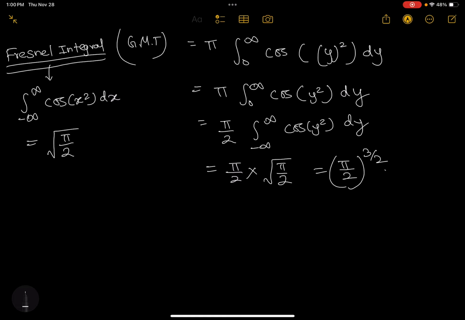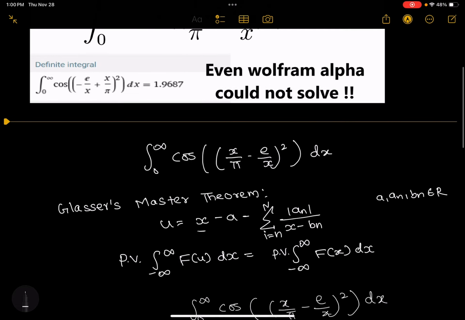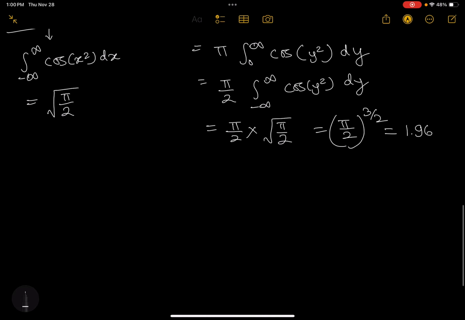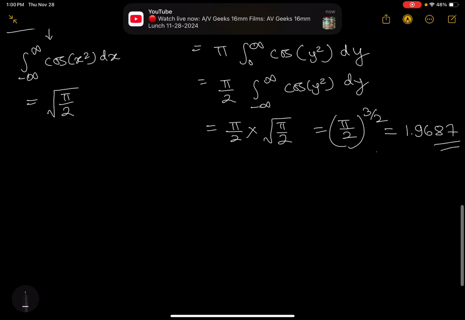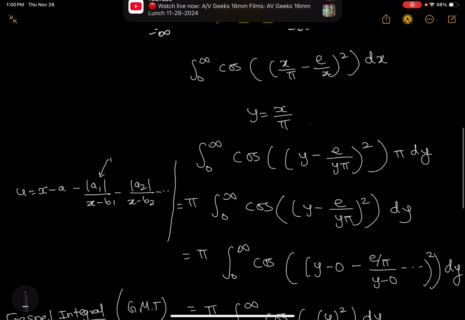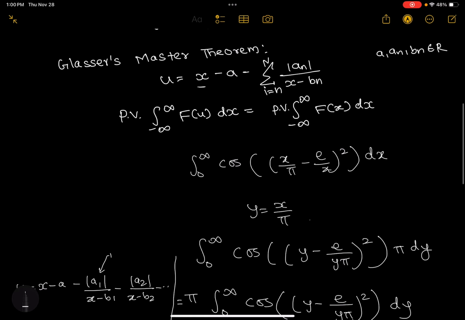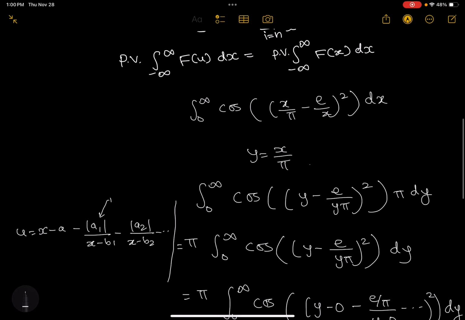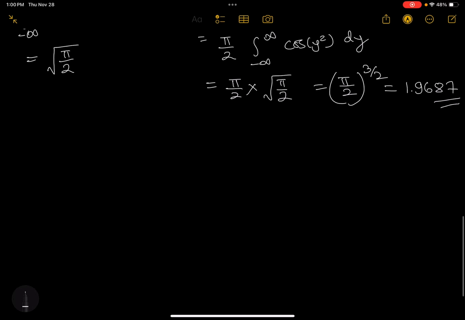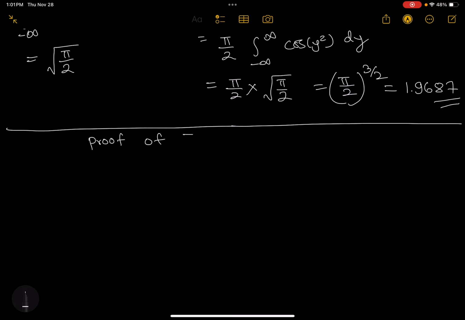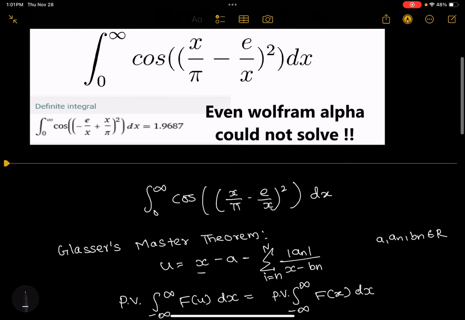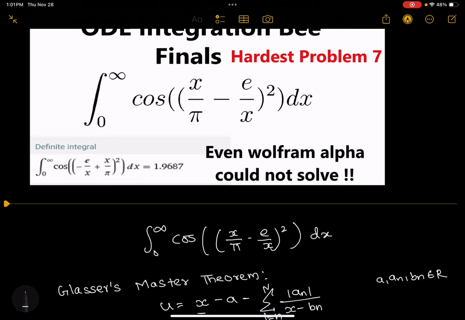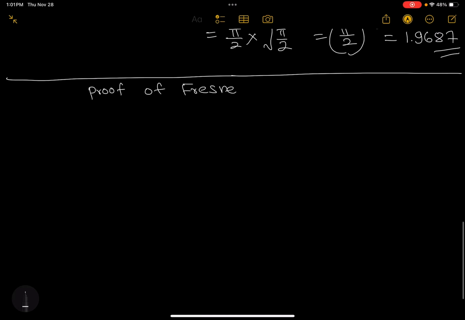The answer is exactly the same as what Wolfram Alpha gave me, 1.9687, but now we also have the analytic form, pi by 2 to the power 3 by 2. So sometimes we humans can definitely do better than these algorithmic robots, right? Now with that being said, let's try to prove the Fresnel integral. Proof of Fresnel integral. Even though this problem might have seemed hard, using Glasser's master theorem made it too easy, right?